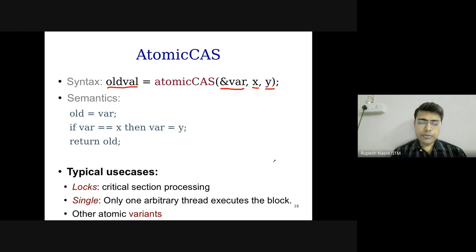And using this, we can implement locks, which we are going to implement on the next slide. We can also implement single. For example, in OpenMP, there is this single notion, which is like there is a block of code which needs to be executed once. It doesn't matter which thread executes, but it needs to be executed exactly once. So that is called a single construct. So you can also use atomic instructions to implement that and other atomic variants. For example, using atomic CAS, you might be able to implement atomic min, atomic increment, etc.